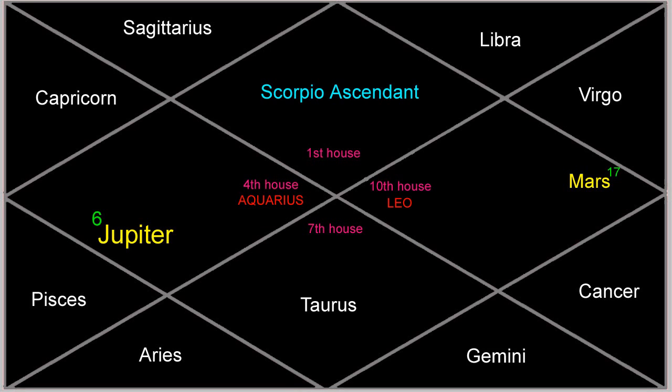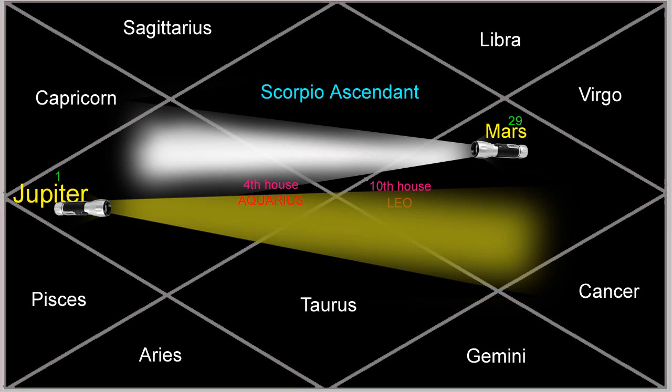Let's say we do an experiment. Let's say we bring Jupiter to 1 degree Aquarius, and we'll bring Mars to about 29 degrees. Now if you see how this is working, Jupiter is at 1 degree Aquarius, Mars is at 29 degrees Aquarius. That means they're not looking at each other at all. They're really far apart. Jupiter's light is somewhere else, totally away from Mars. Mars's light is away from Jupiter.